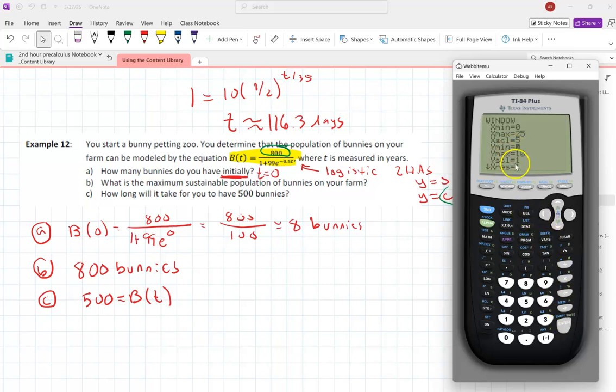And then my y's, well, I start out with 8. I want to go to at least 500. Well, I'll use my asymptotes, 0 and 800. That should probably be good. Let's hit graph and see what we get here. Ooh, boy. That happened fast. Right, I had 25 as my x. Inside of 10 years, just over 10 years, I'm going to have 500 bunnies.